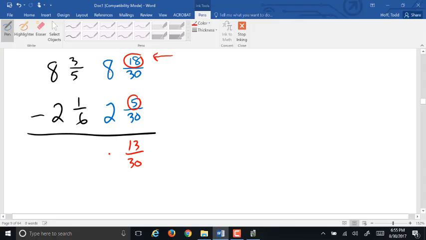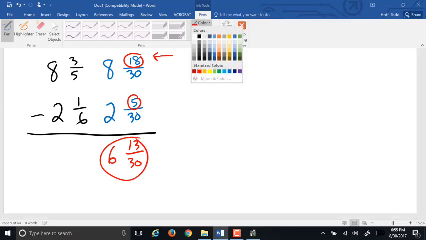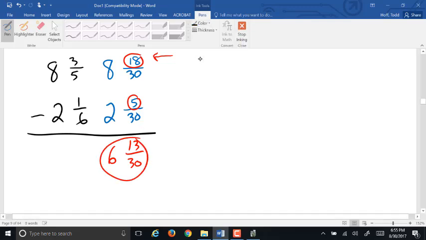Now 8 minus 2 is 6. You might notice a pattern developing here. It doesn't always stay that easy. We might have 9 1/4 minus 5, what do I want to do? We'll go 4/5.